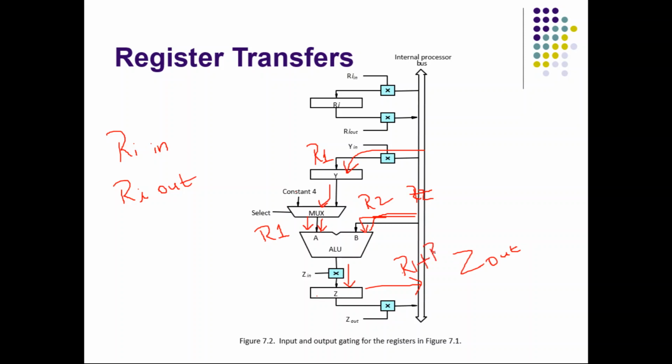Okay, but where should that be stored? That should actually be R1 and R2, not R3. The result of R1 and R2 will be moved to the internal bus, but where should it be stored? It should be stored in R3. So apart from enabling Z out, you should also enable R3 in, so that this result, which is the sum of R1 and R2, will be moved from the internal bus to R3.